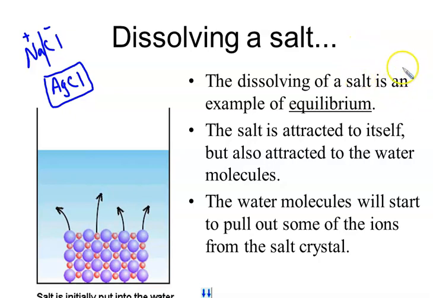So dissolving of a salt does reach a point of equilibrium. There is a fill-in-the-blank note thing if you want to use it as you go along here. And so it says the salt is attracted to itself, which is why it can somewhat stay together, but also attracted to water molecules. So the water molecules will start to pull the ions apart, even NaCl. It tries it with silver chloride as well.